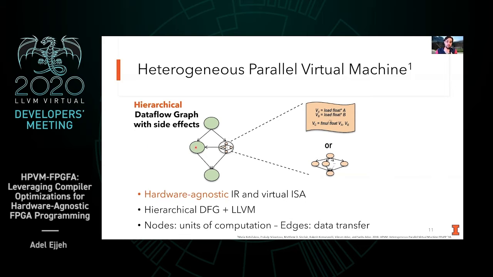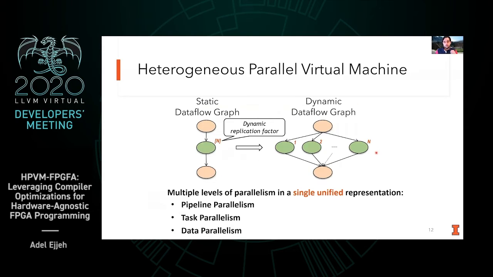Nodes of the data flow graph represent units of computation, and because the graph is hierarchical, a node can either contain plain LLVM IR or a subgraph, and edges between the nodes represent explicit data transfer between them. Each node in HPVM can have multiple dynamic instances specified using a dynamic replication factor. Therefore, this allows HPVM to capture multiple levels of parallelism.